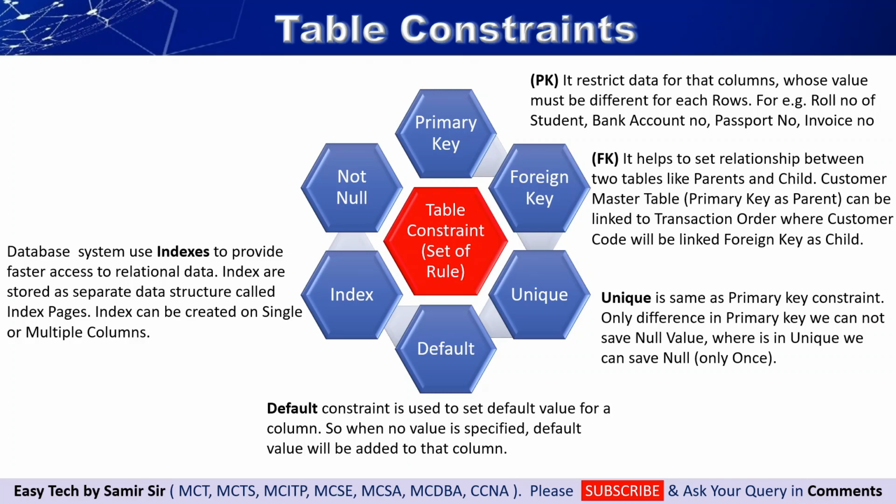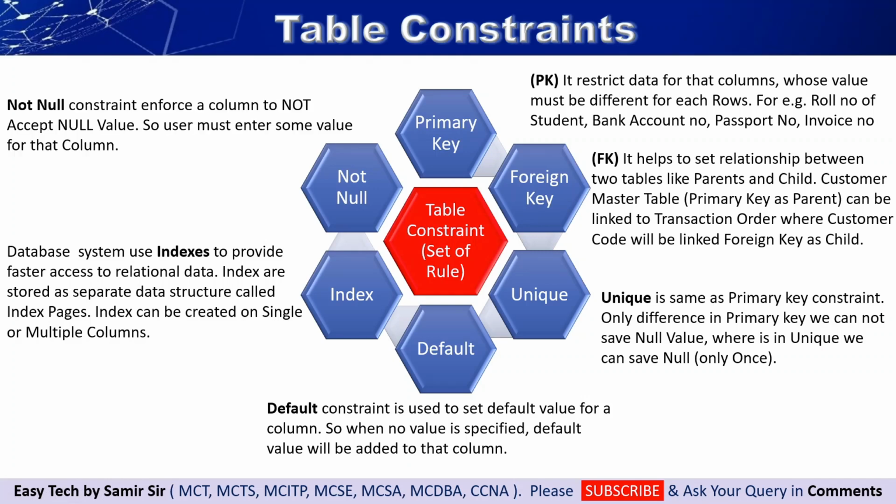Next is index. An index is used to provide faster access to search data. It is stored as a separate structure, and it is used to access or search data quickly. An index can be created on a single column, or on multiple columns. And last would be not null. Not null means if you define a column as not null, the person must enter some value for it. It cannot be blank, it must have some value.